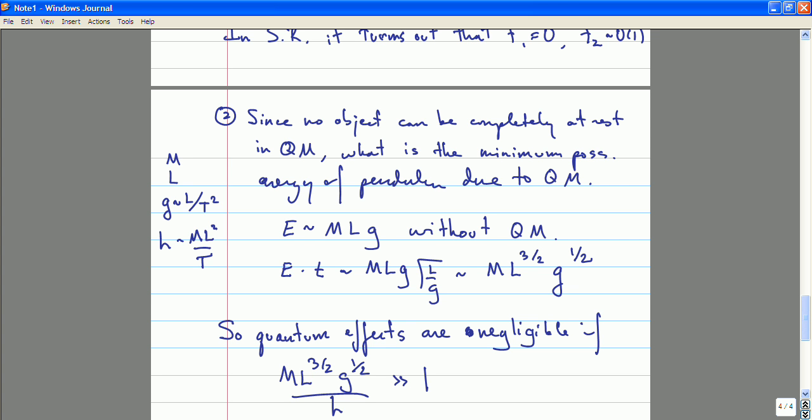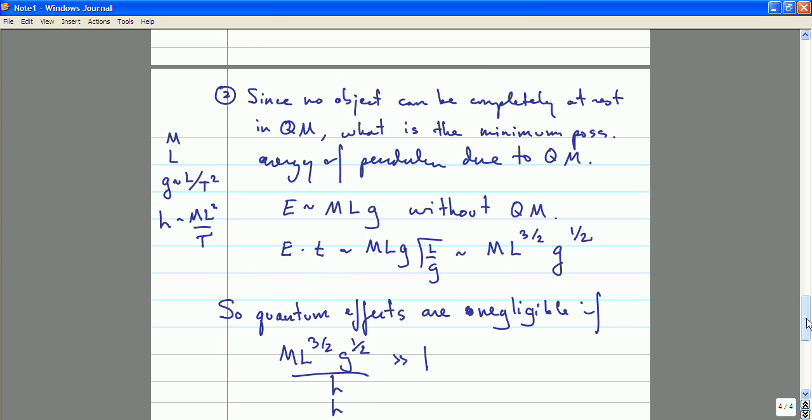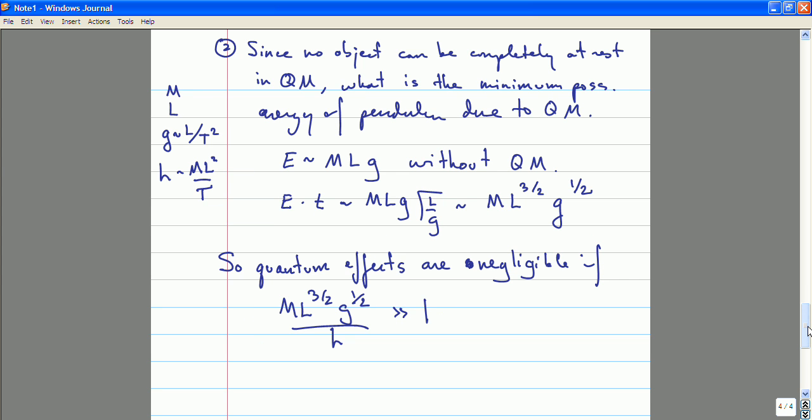If m L to the 3/2 g to the 1/2 is much, much bigger than Planck's constant, then you don't really have to worry about quantum mechanics. Nevertheless, we could estimate the size of quantum effects for the pendulum. And in particular, we could ask what the minimum possible energy is that this pendulum could have in quantum mechanics.